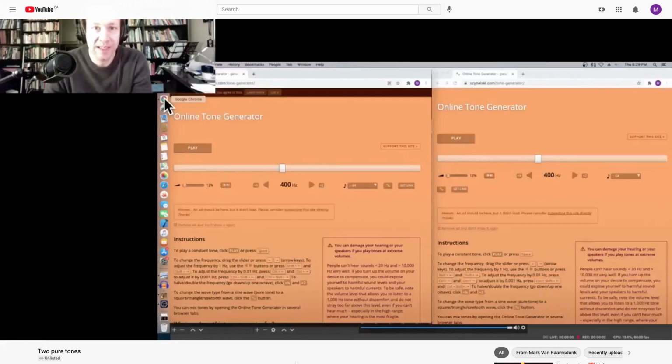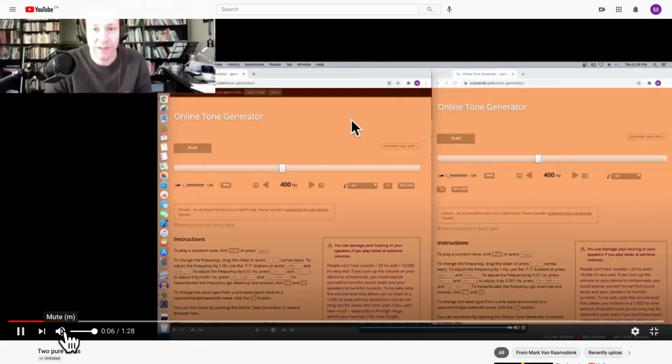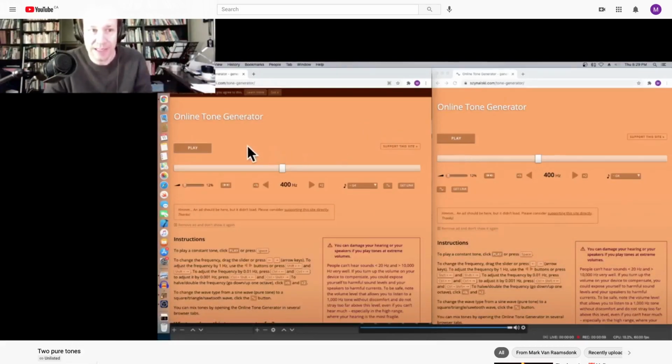So I'm going to play two tones. One of them is going to stay at 400 hertz, and the other one I'm going to gradually increase from 400 hertz. 401.